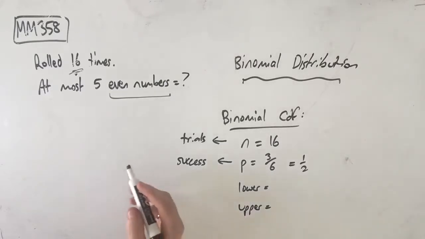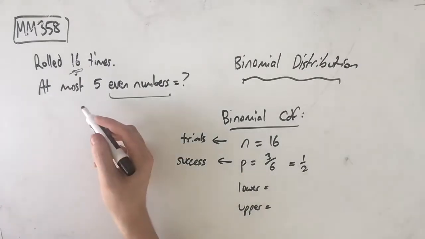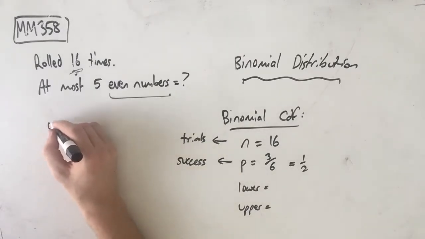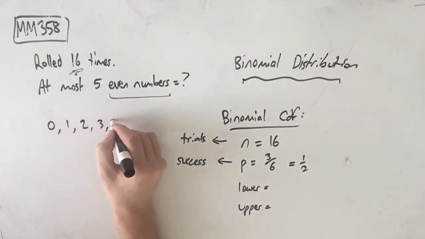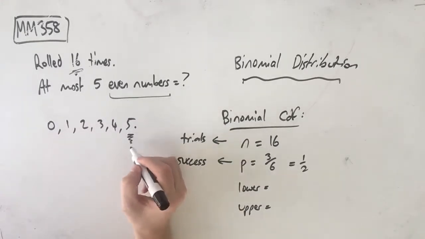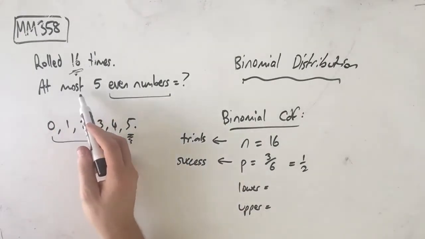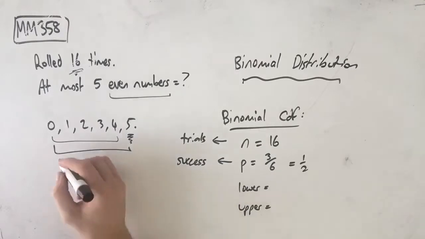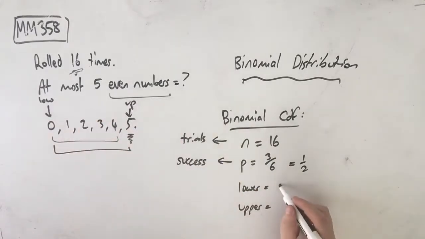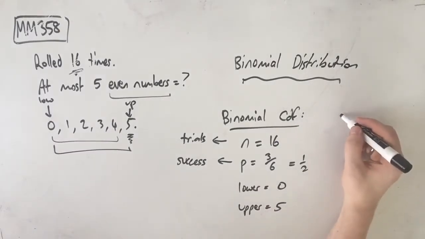The lower is the lower bound of the range that we're looking for, right? So we're looking for the probability that at most 5 even numbers are obtained. So we can roll 0, 1, 2, 3, 4, or 5. Okay, so at most 5 includes our 5. If it said less than 5, we would just go from 0 to 4, but we're dealing with at most 5, so we can go from 0 to 5, which means that our lower is 0, and our upper is 5, so 0 and 5, and then we just click enter.